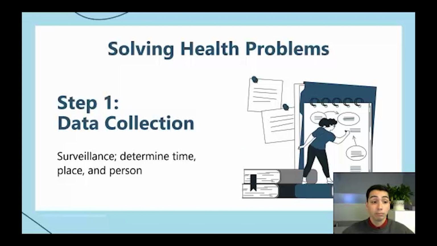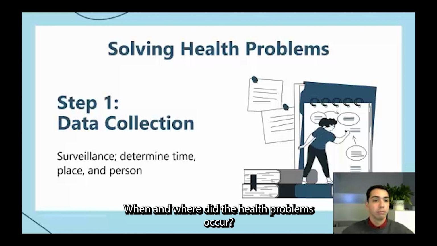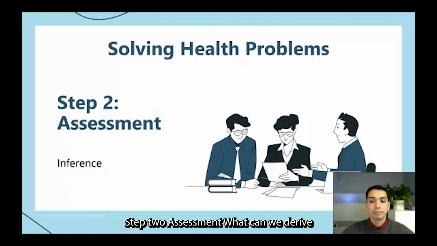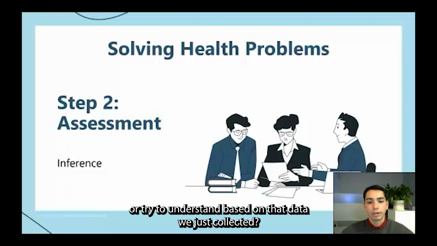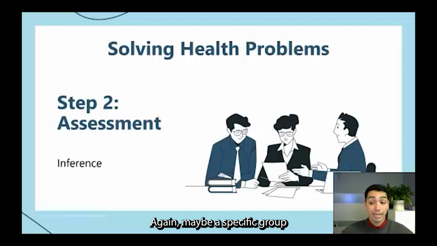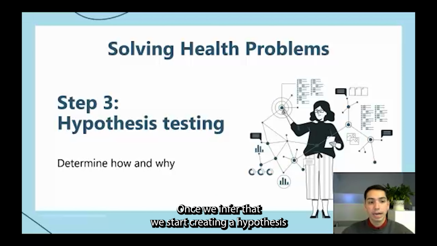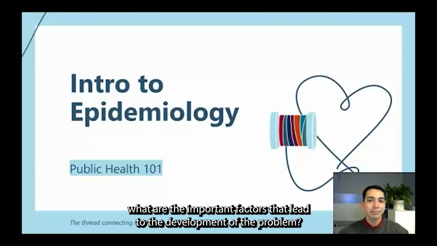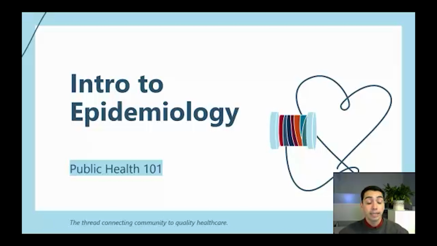So step 1, data collection. Surveillance. When and where did the health problem occur? Step 2, assessment. What can we derive or try to understand based on that data we just collected? Again, maybe a specific group or population is more affected by a specific health problem. Once we infer that, we start creating a hypothesis, and testing those to try to determine how and why. What are the important factors that led to the development of the problem?